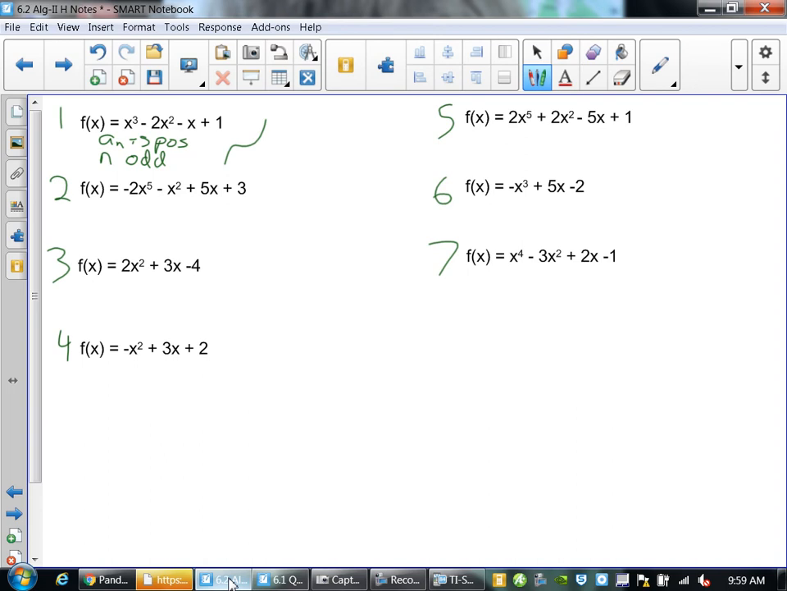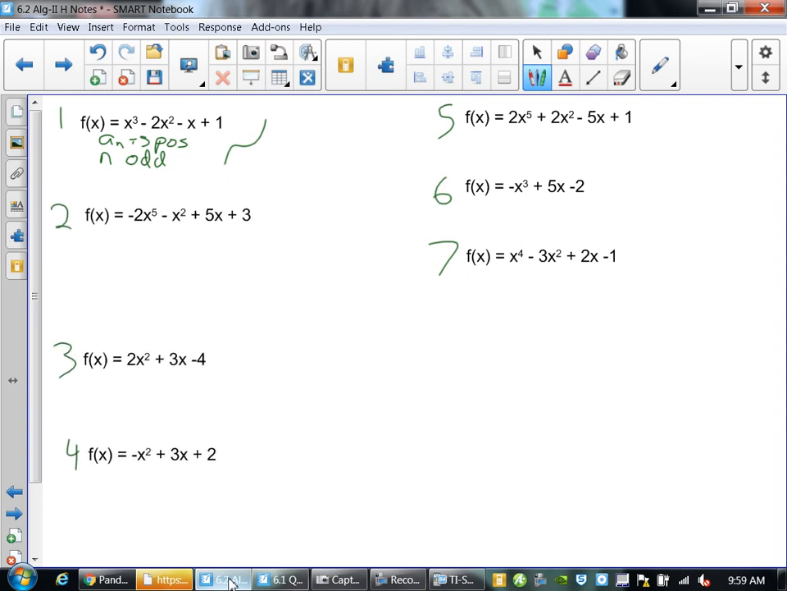If I look at the second one, it had a negative first term. The exponent is again odd. And what direction did that go? What did the tails do on that one? It did the opposite, didn't it? It did something like that, with other junk in the middle, but the tails did that.